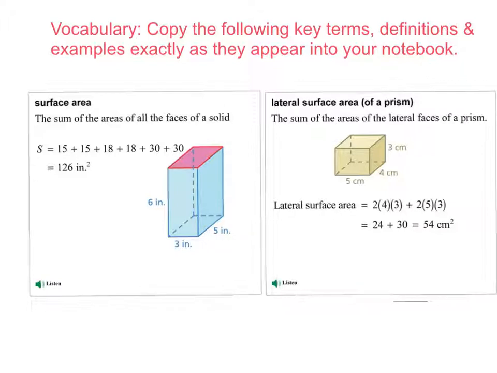Surface area. Surface area is the sum of the areas of all the faces of a solid. Lateral surface area of a prism is the sum of the areas of the lateral faces of a prism.